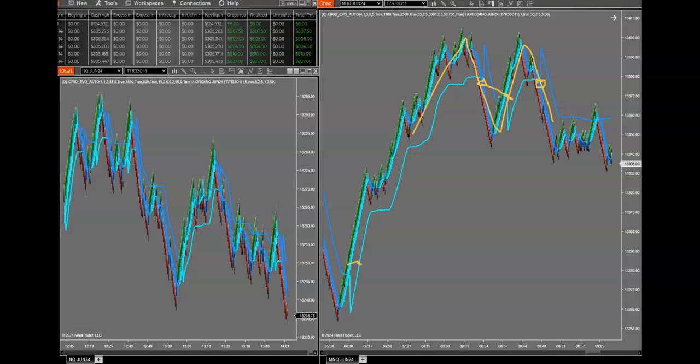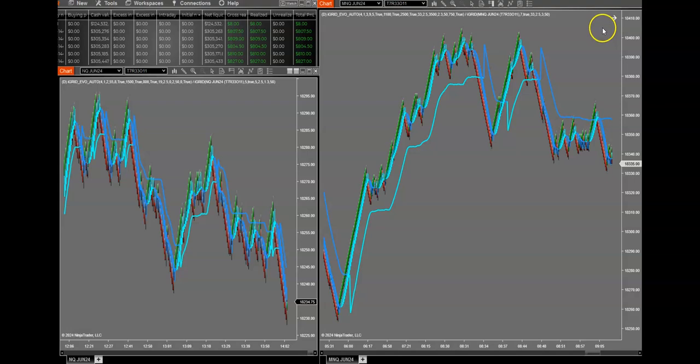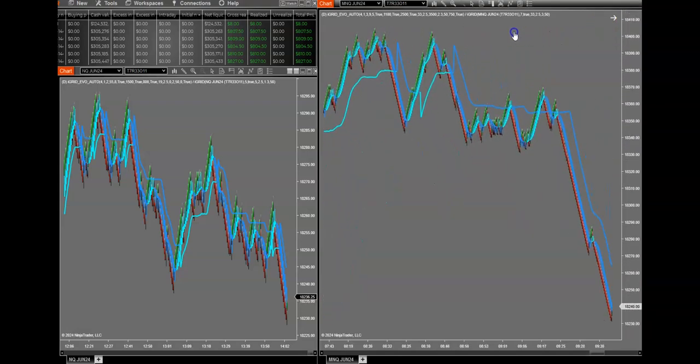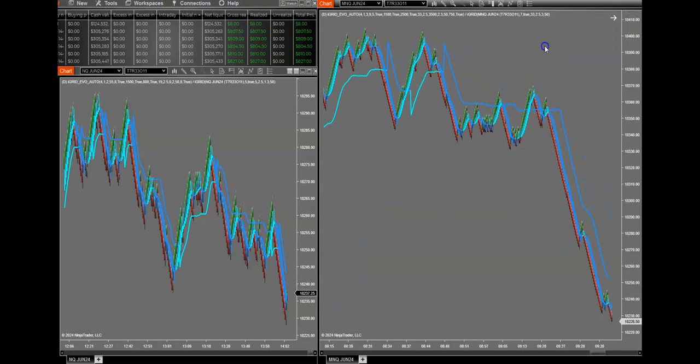If you got in on the long this morning, that was a heck of a ride if you would have stayed in for the whole run. Then we had another little rally right here, a long trade here until the short trade right here. And then once you got in the short trade, that had a pretty significant sell-off.